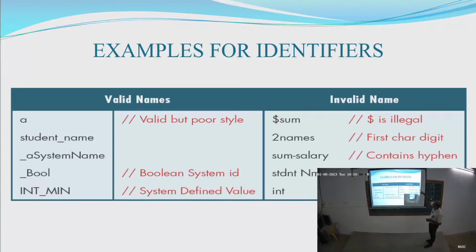$, it is invalid. Why is it invalid? Because of an extra special symbol added here. What is the special symbol added here? $. Okay. Next one is the digit 2 and name. It is also invalid. The reason is the first character is a digit. The first character must be an alphabet or underscore. So here we add a digit, so it is also invalid. And here we use a hyphen, so it is also invalid, like that.